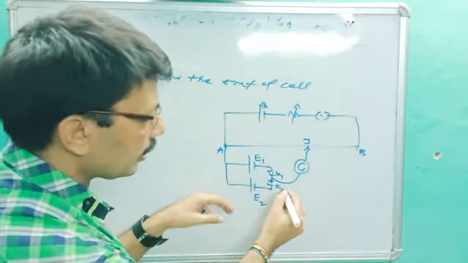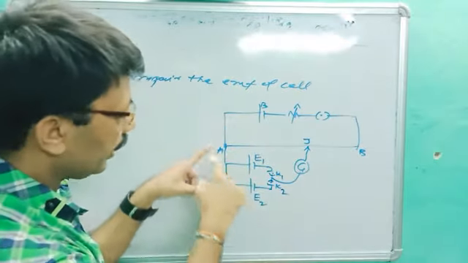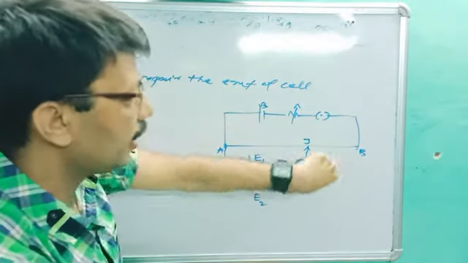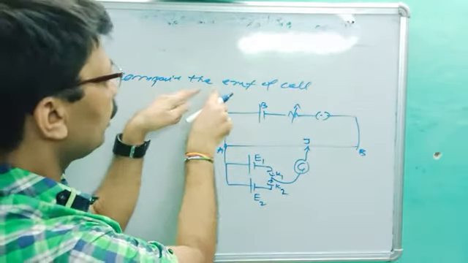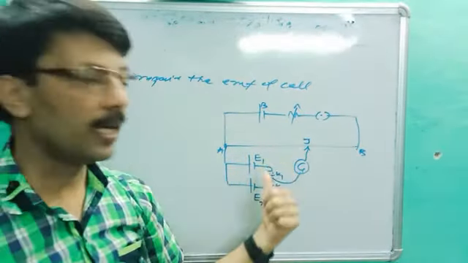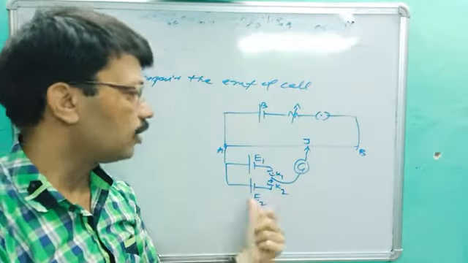K1, K2, two keys are there. EMFs E1, E2 are connected between A and a galvanometer and jockey. So this is the structure to compare the EMF of cells. Normally we use a Leclanché and a Daniell cell. E1 is the Leclanché and E2 is the Daniell cell.